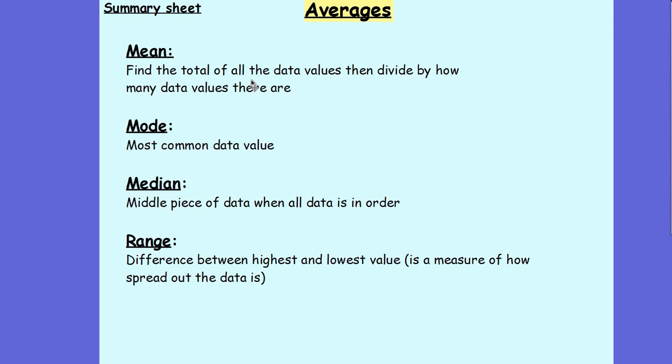Okie dokie, so in summary, we found the mean, which is finding the total of all the values, then dividing by the number of data values there are. The mode was the most common. The median was the middle piece of data when they were all in order, and the range was the highest, take away the lowest.